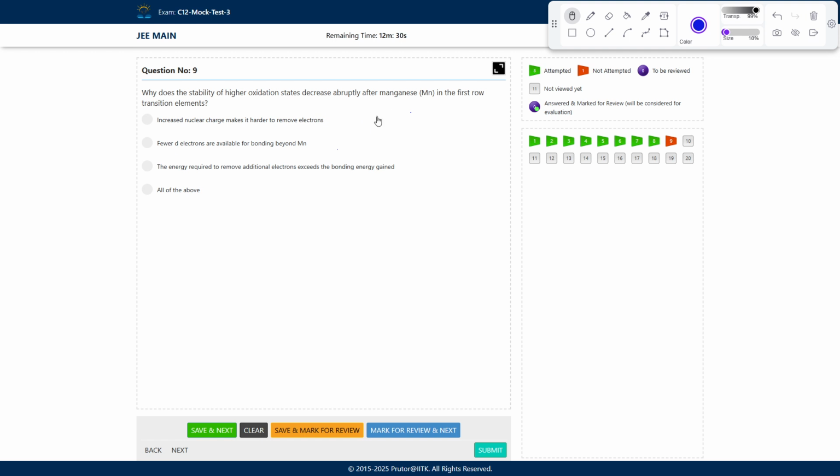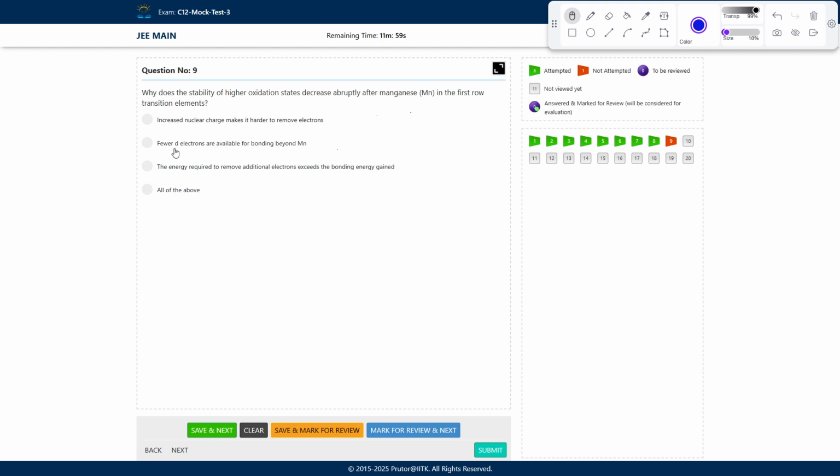Because after manganese, the electrons will start to pair up, right? And with each filling of electrons, the nuclear charge will increase, right? Also the 3d electrons show poor shielding to the outermost electron, due to which the increased nuclear charge is going to affect the outermost electron and the size is going to decrease, and due to which the higher oxidation state is going to be less stable.